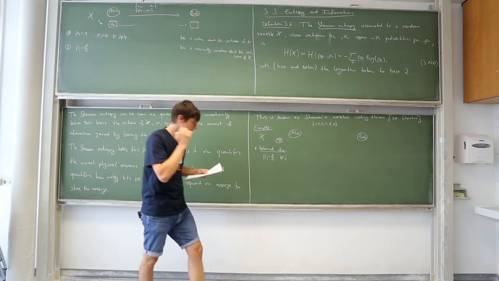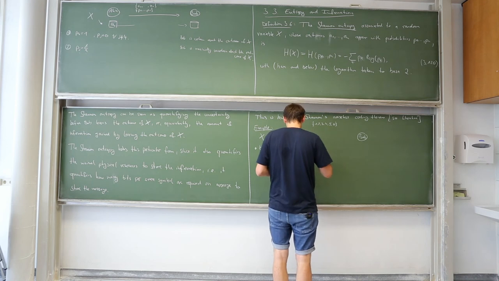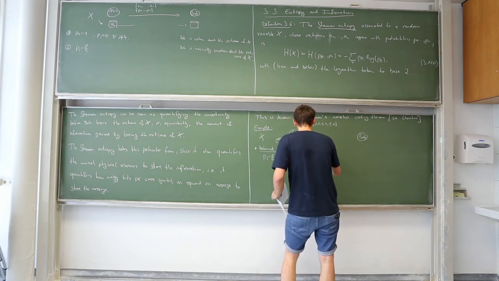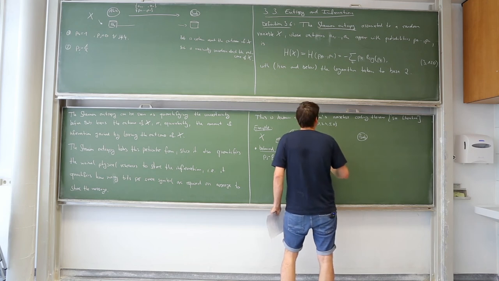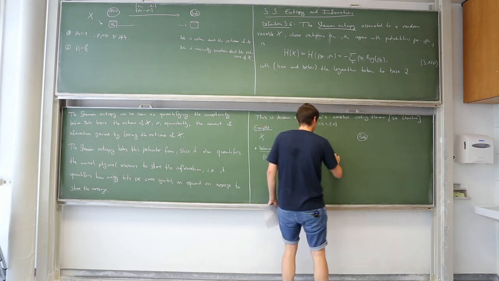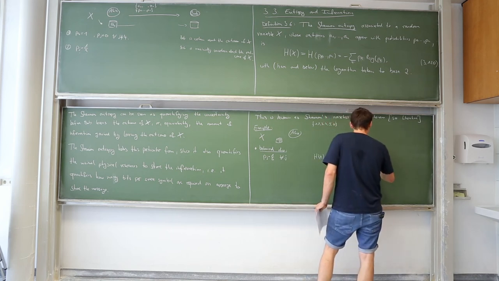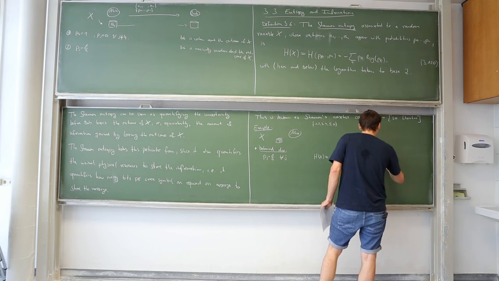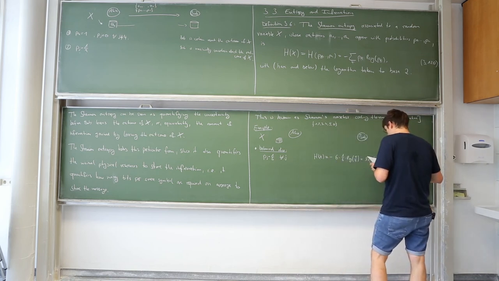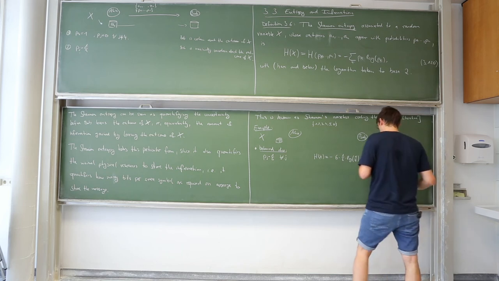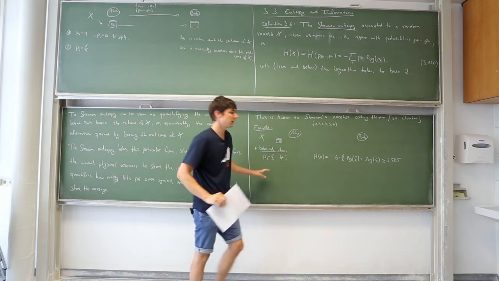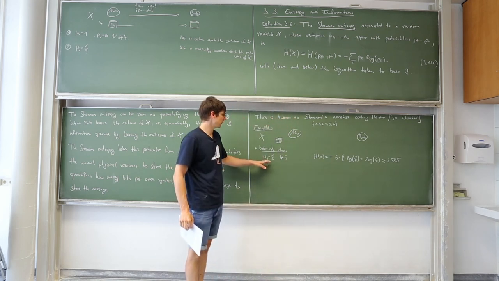In this case, we have that the Shannon entropy, okay, we can calculate this now. It's minus 6 times 1 over 6 times the logarithm of 1 over 6, which is the logarithm of 6. And this is roughly 2.585, okay? So this is now if we have a balanced dice.